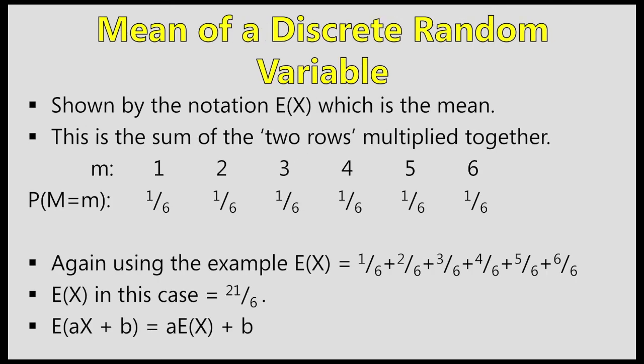The mean of a discrete random variable is shown by the notation E of x, which is the mean, really. This is the sum of the two rows multiplied together. So 1 times a sixth, 2 times a sixth, 3 times a sixth, all added together. In this case, it's 21 over 6. If you have the notation E of ax plus b, you just do what is done to the x in the bracket to the E of x. So you times E of x by a, and then you add b.